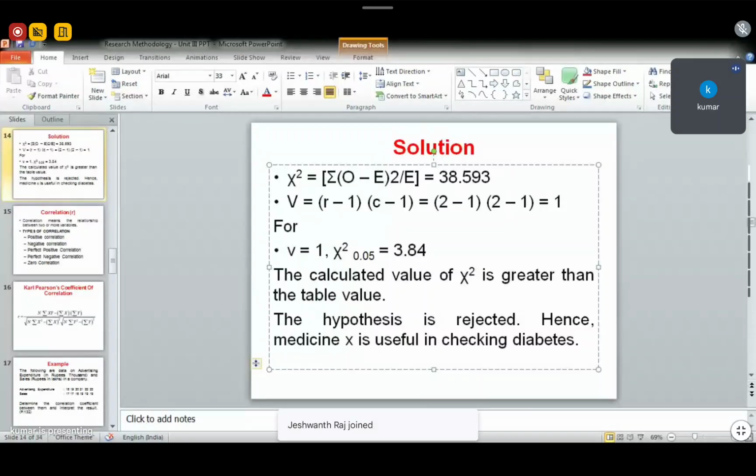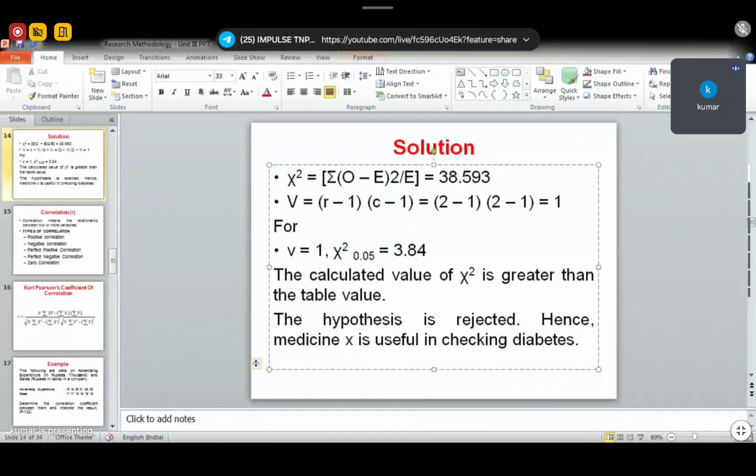So that level is to be chosen. In this problem, they have chosen 5% level. That is why chi-square 0.05 is given. So for 1 degree of freedom at 5% level of significance, the table value is 3.84. I will tell you how this table value should be located from the table later on.